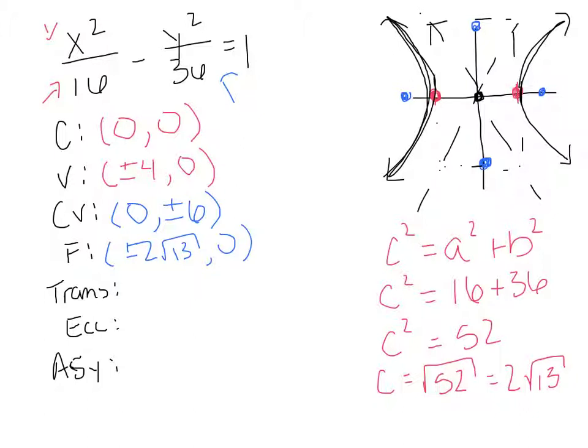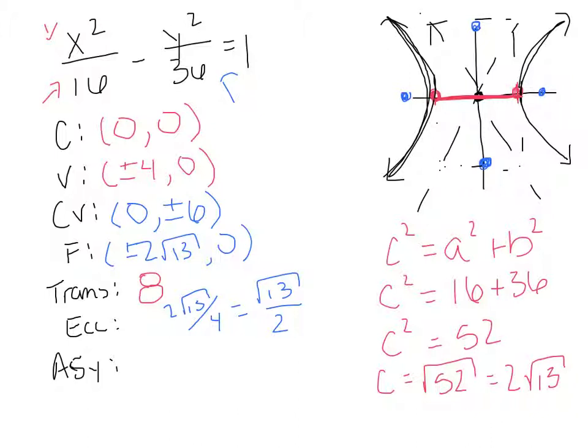Now, the length of our transverse axis is the next thing we're going to look for, and that's the distance between the two vertices. We went 4 and 4, so the length of the transverse axis is 8. The eccentricity of this hyperbola is 2 root 13 over a, which was 4, which can simplify just to be the square root of 13 over 2, because we can simplify the 2 over 4.